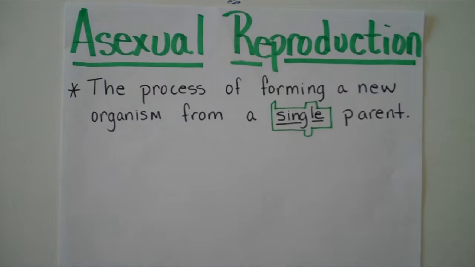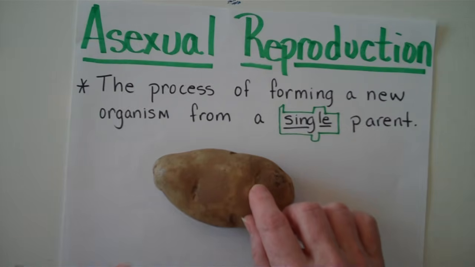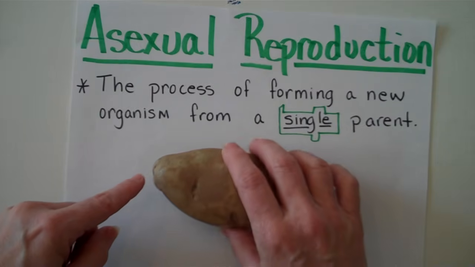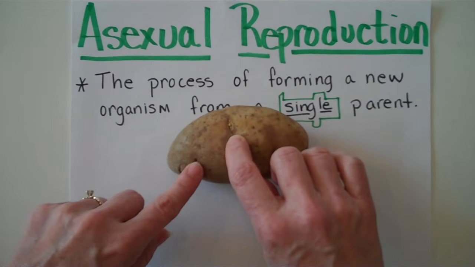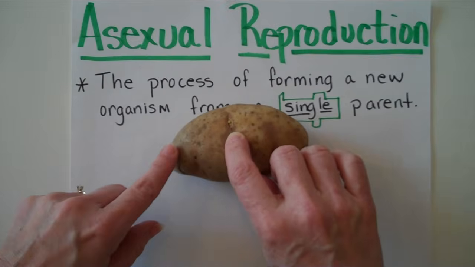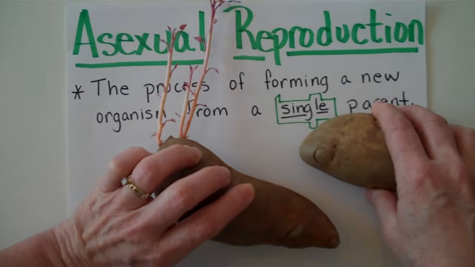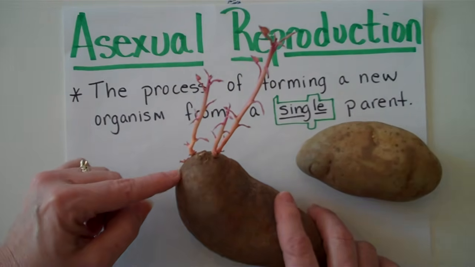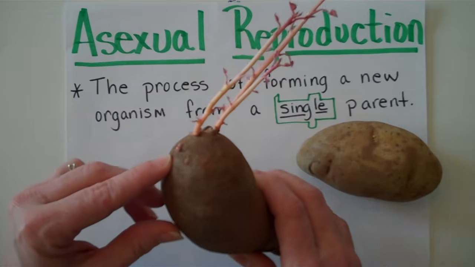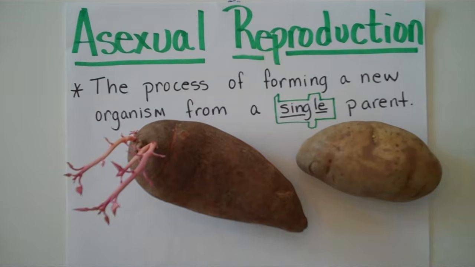What types of organisms can do this? You probably have some in your house right now. Potatoes, for example. Each little eye on a potato is able to form a new plant, and those plants will be genetically identical to the original plant and produce genetically identical potatoes. This sweet potato has already started to grow new little plants. If we were to cut each one of these out and plant it, it would produce potatoes that are genetically identical to the original potato.